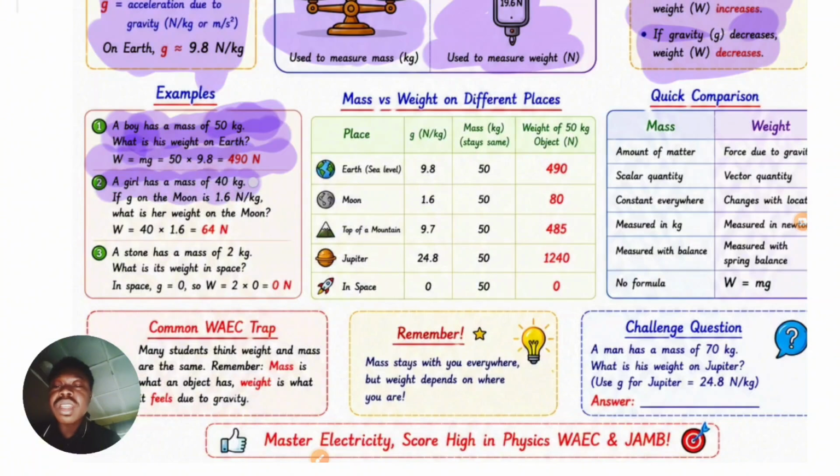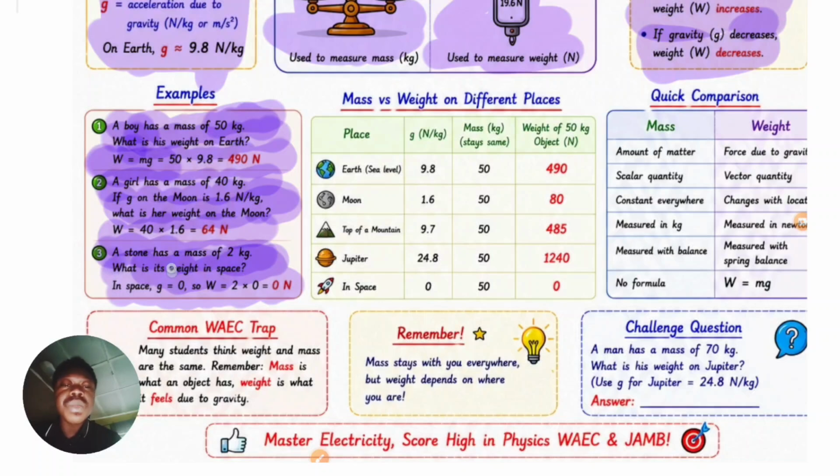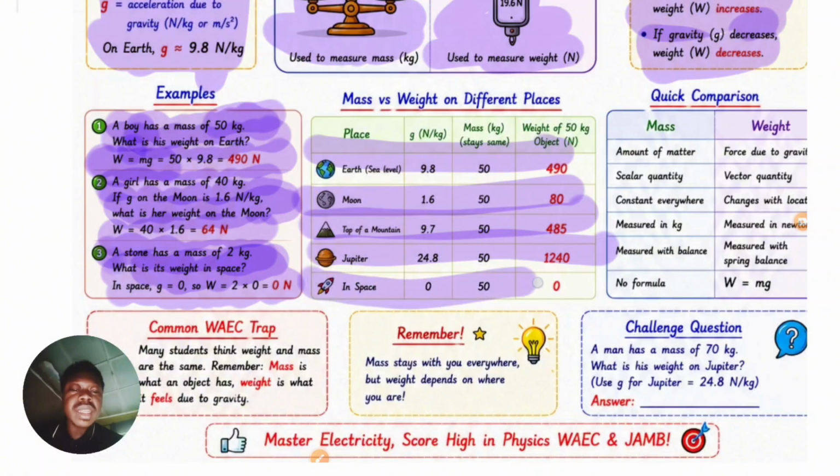A girl has a mass of 40 kilograms. If g on the moon is 1.6 Newton per kilogram, what is her weight on the moon? We know that our formula is W equals mg. So W equals 40 multiplied by 1.6, and that gives you 64 Newton. What about if I have a stone that has a mass of 2 kilograms? What is its weight in space? Now we know that our g is 0, so weight equals 2 multiplied by 0, and everything remains 0. So take note of all these particular values and you will understand the concept perfectly.